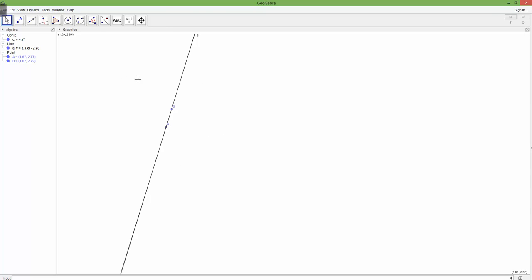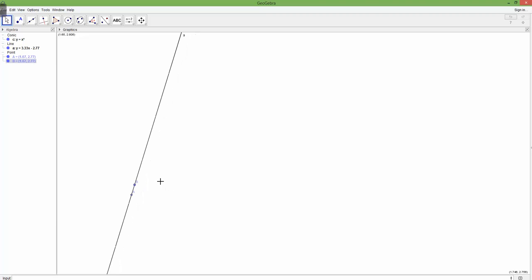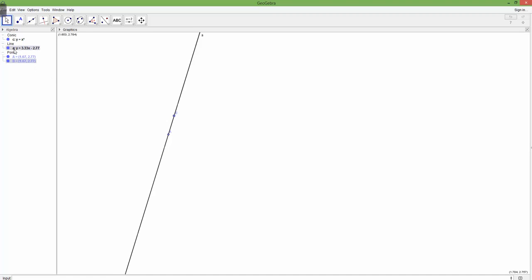3.33. Okay, let's zoom up even further and let's move point B. Okay, notice how that slope's basically staying at 3.33. Okay, so move it closer. Is it going to change? No, let's put it right on top there. Okay, so it looks like the slope at point A is 3.33.